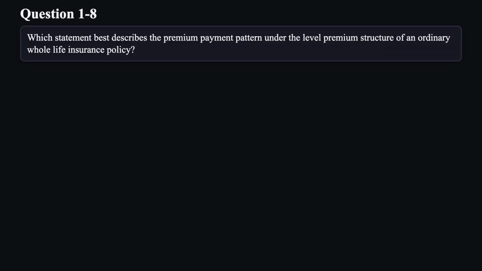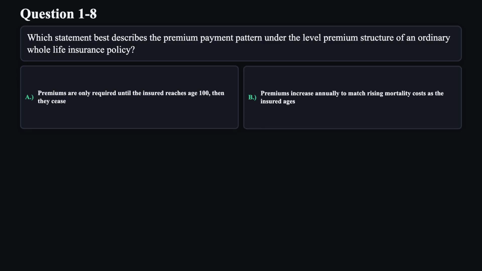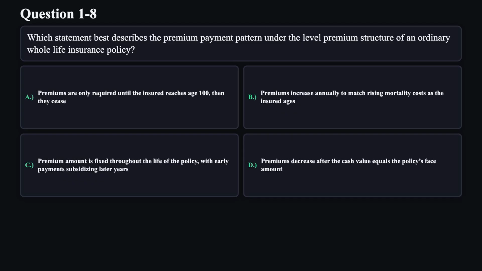Question 8. Which statement best describes the premium payment pattern under the level premium structure of an ordinary whole life insurance policy? A. Premiums are only required until the insured reaches age 100, then they cease. B. Premiums increase annually to match rising mortality costs as the insured ages. C. Premium amount is fixed throughout the life of the policy, with early payments subsidizing later years. D. Premiums decrease after the cash value equals the policy's face amount.